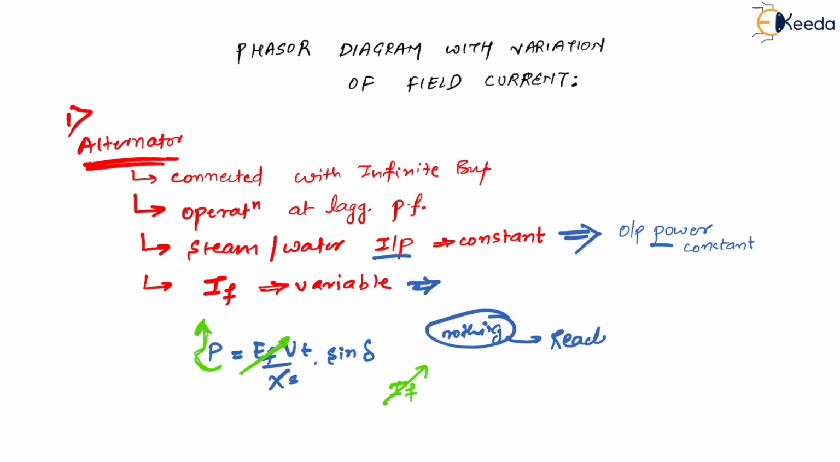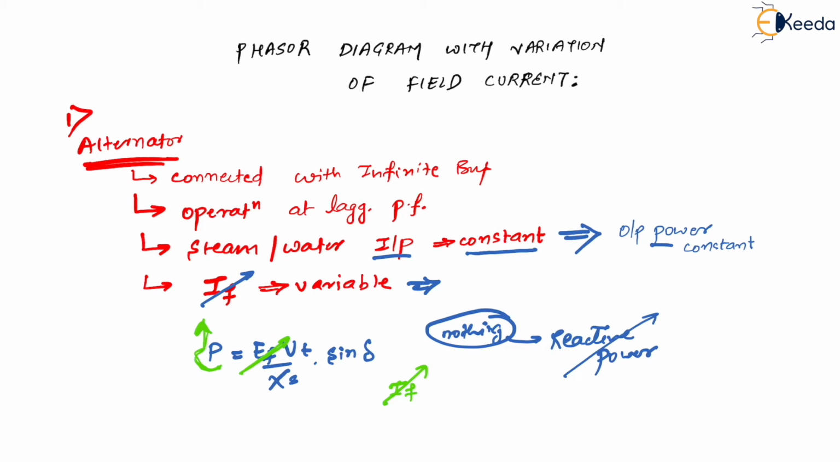Reactive power, which means with the variation in the field current, my reactive power will vary. Understand this: if my If is variable, then my reactive power will change. How that happens, we will see in detail afterwards. Anyways, coming back to our topic, one thing is clear: my steam input is constant, yes or no?